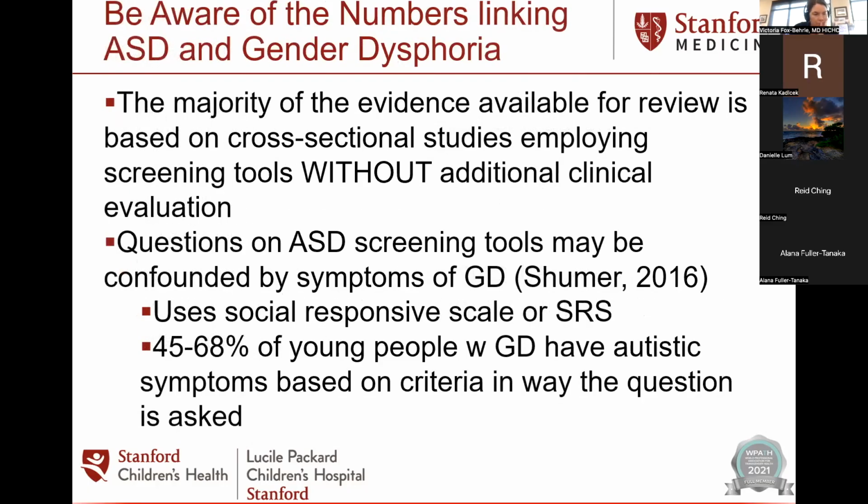So a lot of studies have looked at it to see, is gender dysphoria more prevalent in those with ASD? And the majority of the evidence that's available to review is cross-sectional, and they're done without additional clinical evaluation. So for instance, when you look at questions on an ASD screening tool, they're confounded by symptoms of gender dysphoria because one of the things is asking about, what's your social responsiveness? And so 45 to 68% of young people with gender dysphoria are going to have autistic symptoms just based on the way in which the questions are asked.